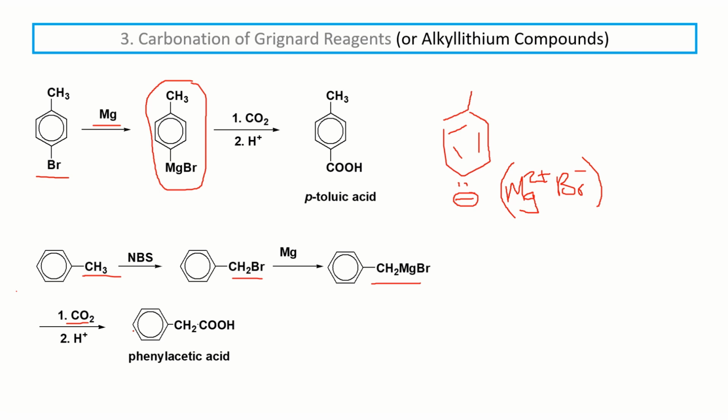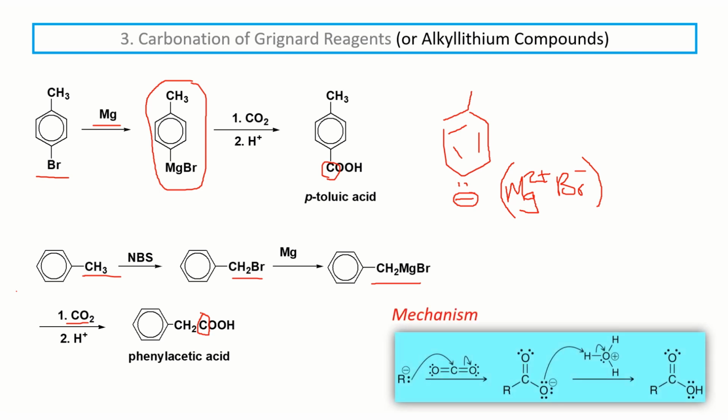It is a coupling reaction because, as you can see, we've added an extra carbon to your substrate. The mechanism, of course, looks like this. Think about the aryl group or the alkyl group or the benzyl group: the anion will attack the electrophilic center of the carbon dioxide. You're going to be using this resonance structure of the carbon dioxide.